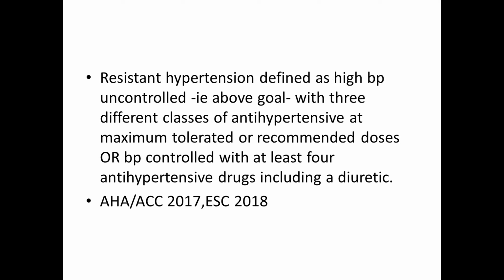So resistant hypertension is defined as high blood pressure uncontrolled, that is above goal, with 3 different classes of antihypertensive at maximum tolerated doses or recommended doses, or when blood pressure is controlled with at least 4 antihypertensive drugs, including a diuretic. So, not achieving control according to your targets with 3 drugs, or you're having to use 4 or more drugs, including a diuretic, to control blood pressure. This was defined as resistant hypertension. And AHA, ACC and ESC have a consensus on this definition.